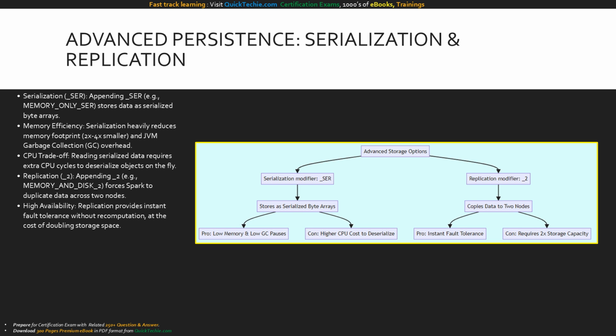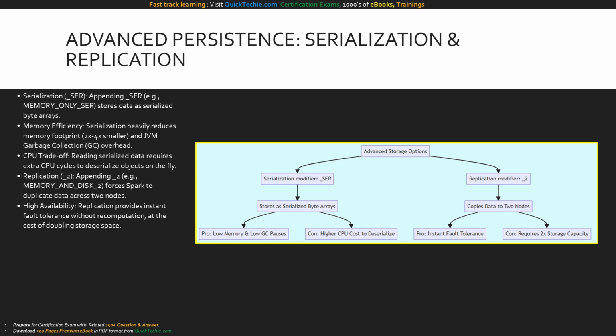What about high availability? Appending 2 to your level, like memory and disk 2, forces Spark to actively replicate every cached partition to a second worker node over the network. If one node suddenly dies, the data is instantly available on the replica, bypassing the need for recomputation entirely. It's a strict trade-off. You are sacrificing double the memory space to gain ultra-fast, zero downtime fault tolerance.